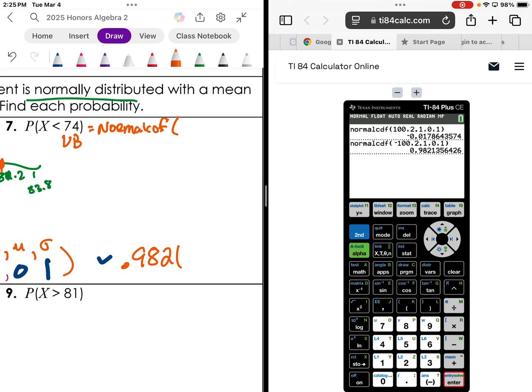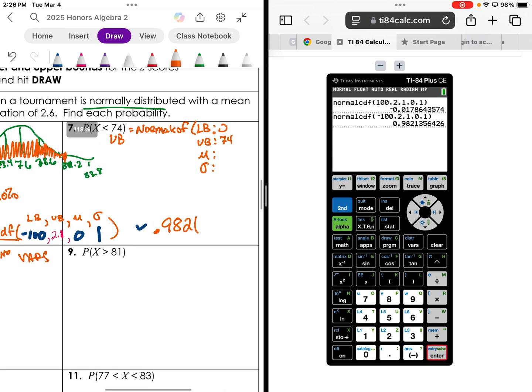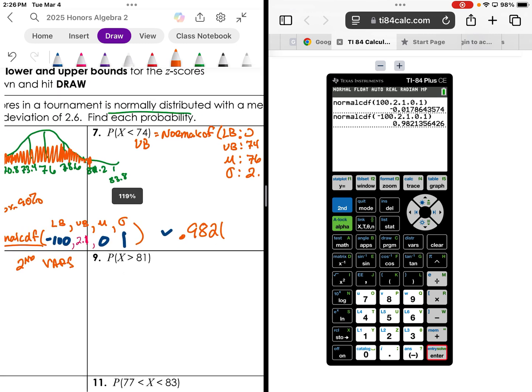So right now, my lower bound, in this case, technically hitting a golf ball, you can have a swing and a miss. So how far did the ball go? 0. So in this situation, using regular scores, my lower bound can be 0. My upper bound is 74. Now here's where I have to make sure I put my mean and standard deviation according to the problem. Mean of 76 and a standard deviation of 2.6.